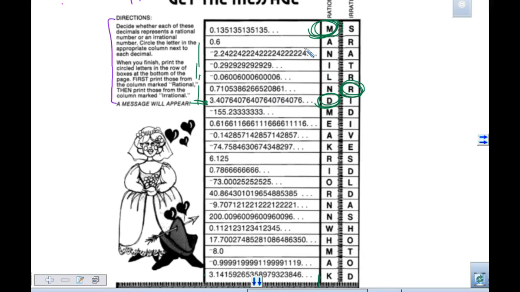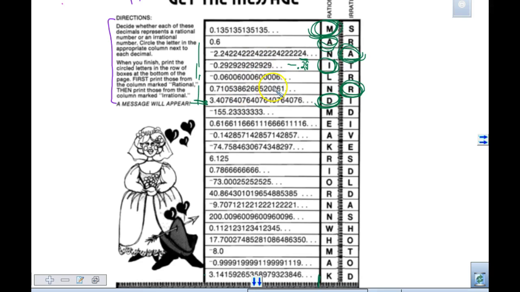So, if I was looking at yours and we're going down, Riley, tell me what you have for the 0.6. 0.6 should be rational. Nolan, what do you have for the negative 0.242422422424? Irrational. It's a pattern, right? But it does not repeat. Okay. Ramiro, what do you have for that next one? 0.292929. Does it repeat? What repeats? So this is going to be that negative. This would actually be, if we wanted to write it this way, 0.29, right? So this is rational, okay? And it's easy to get mixed up on those.